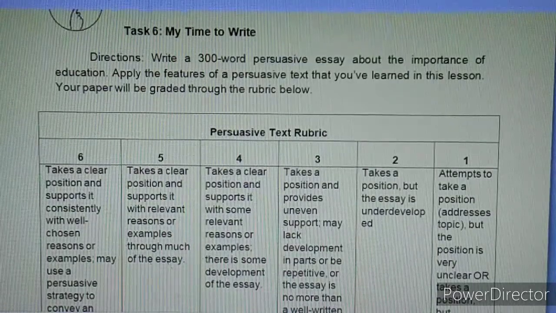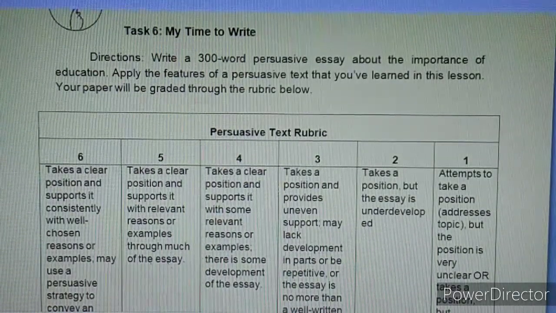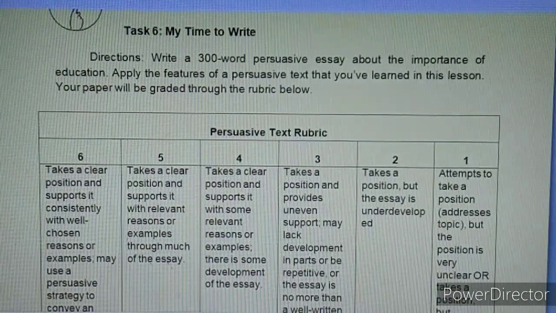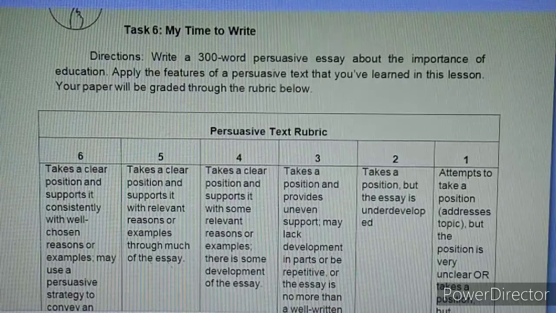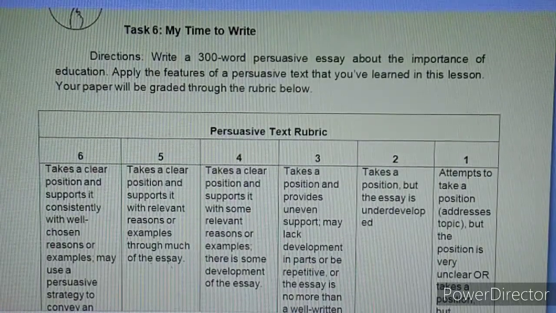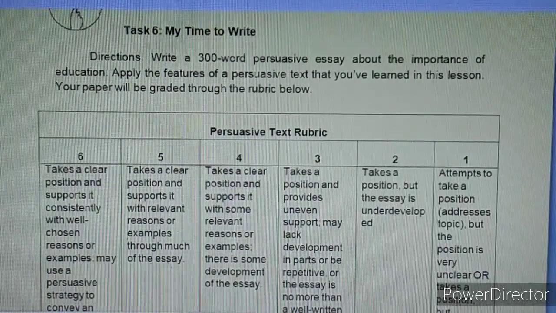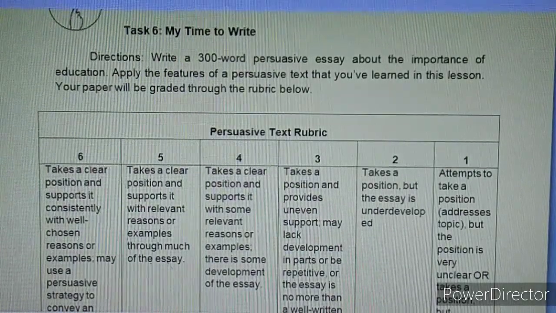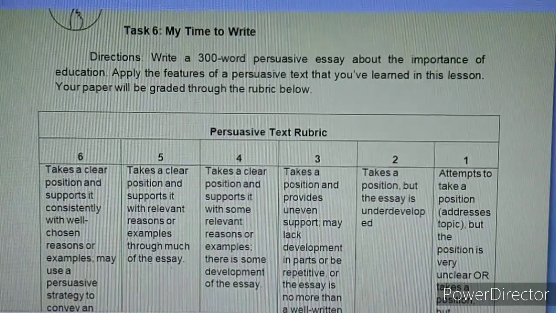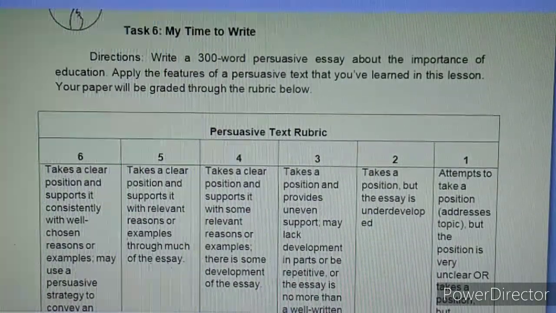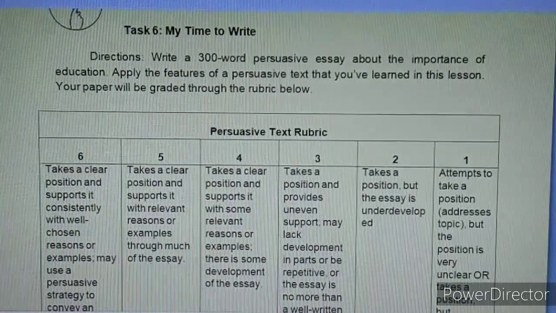Again, you are going to write a 300-word persuasive essay about the importance of education. Apply the features of a persuasive text that you have learned in this lesson. Your paper will be graded through the rubric below. Good luck!